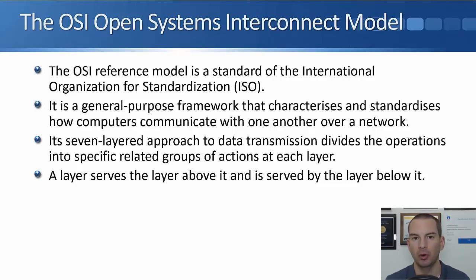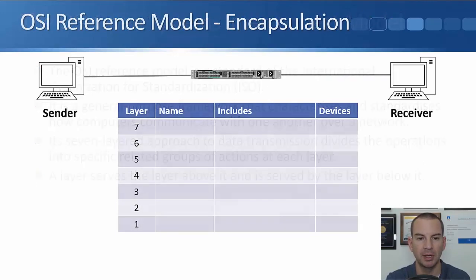So the OSI model, it's conceptual. It's not a physical thing or an actual protocol or technology. Its 7-layer approach to data transmission divides the operations into specific related groups of actions at each individual layer. And a layer serves a layer above it and is served by the layer below it. Now, I know that doesn't make much sense yet, so let's have a look at how this works in action.